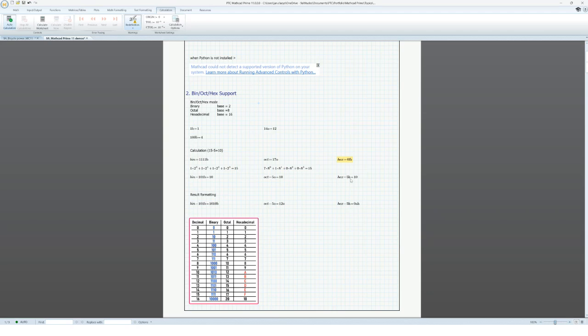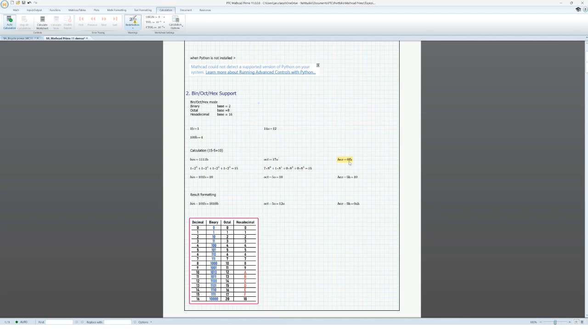One small remark: when you use hexadecimal notations, don't forget to add a 0 in front of the F. If not, it won't work. That's the reason I marked it in yellow. So it's 0F, not F. Otherwise, it won't work.